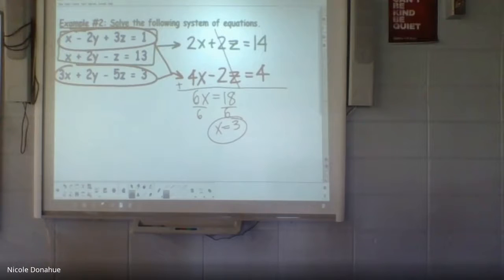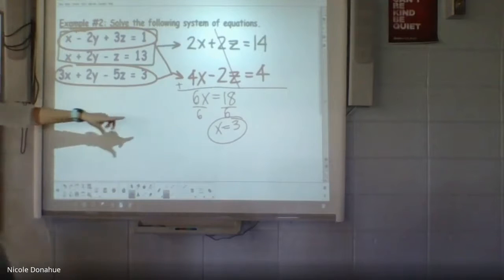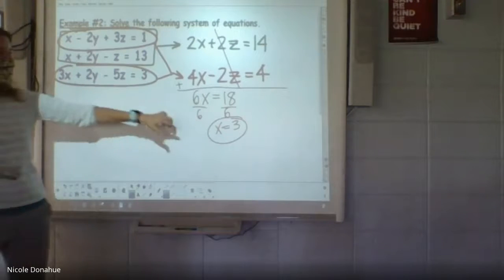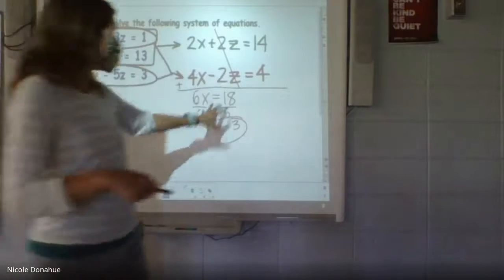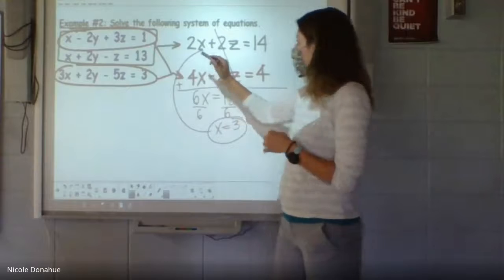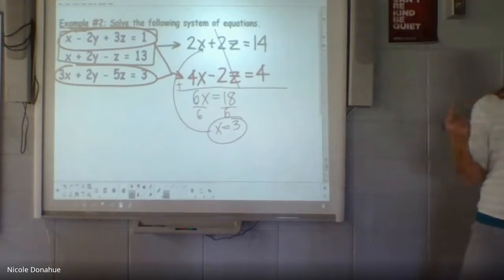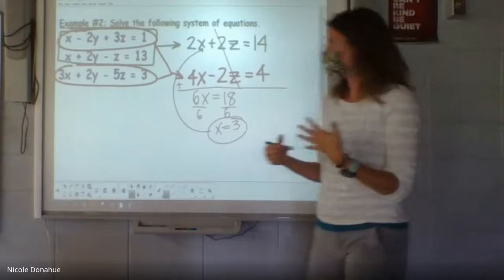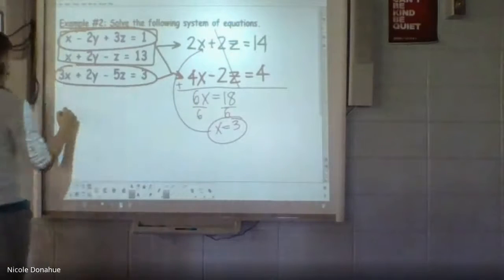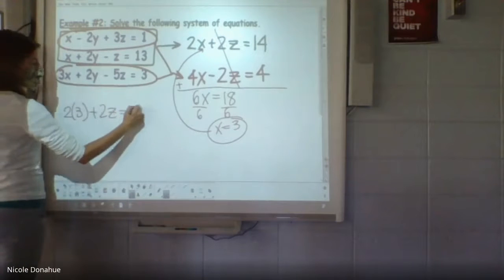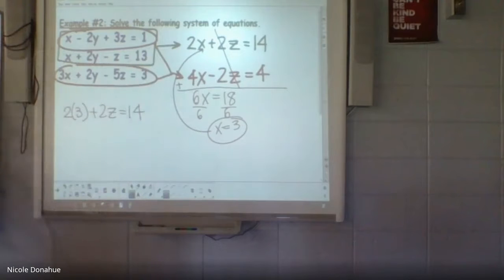Yep, now we have to work our way backwards. So now we know x, but I'm not going to take x and put it all the way back in one of these original problems. I'm going to go one step back, to one of the ones that only has 2 variables, so that I can figure out what the z is first before I try to figure out y and z at the same time. So we have 2 times 3 plus 2z equals 14. I'm just choosing the top equation because it has positives rather than the negatives.